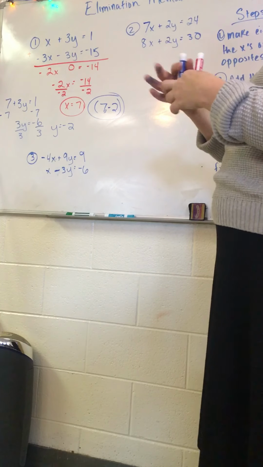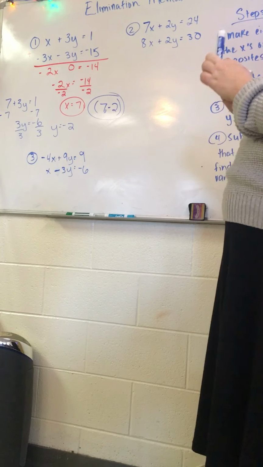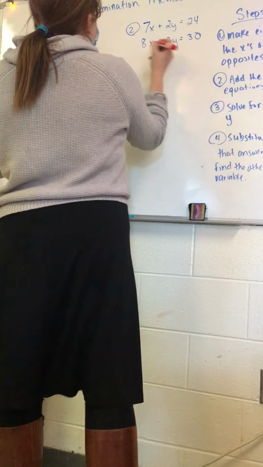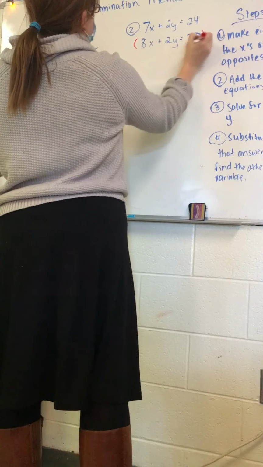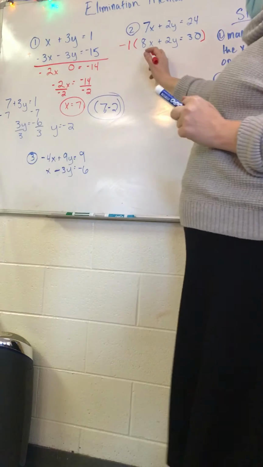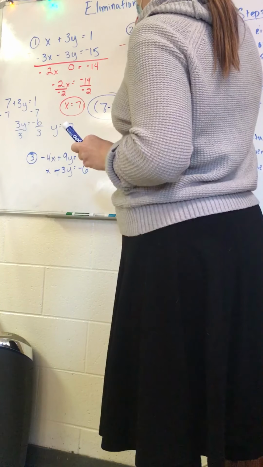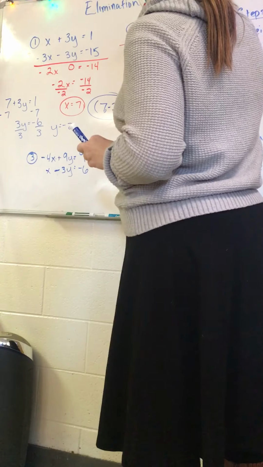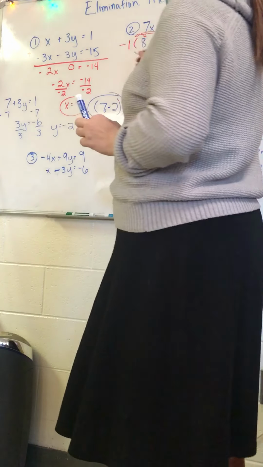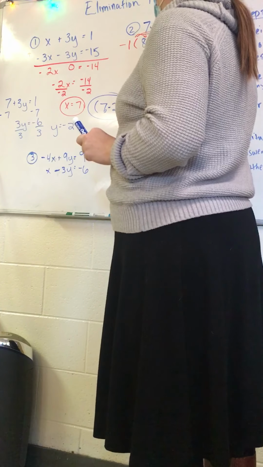So what I'm going to do is choose one of them to end up being negative, and I have to multiply the entire equation by negative 1. And what I mean by the entire equation is each term. So negative 1 goes times 8x, negative 1 times 2y, negative 1 times 30. And so what I end up with then is negative 1 times 8x is going to be negative 8x.